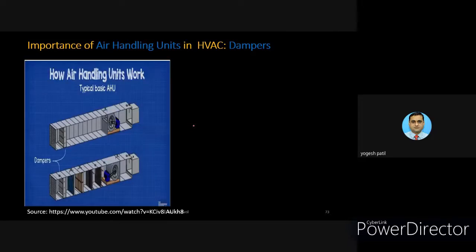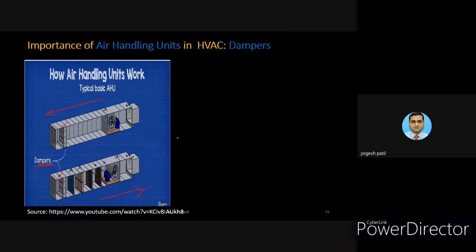The second important part in an air handling unit is dampers. You can see the picture of the second part. This second part is in both the lines, in the return line and in the supply line. You can see there are dampers, mentioned by the words here, like returning dampers. You can see these two particular dampers over here and here.